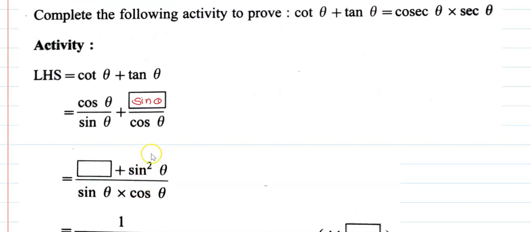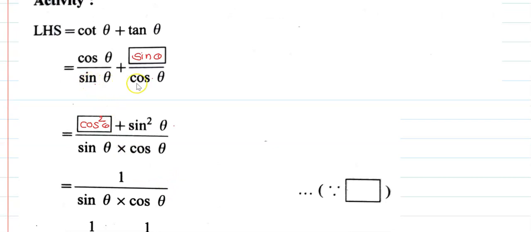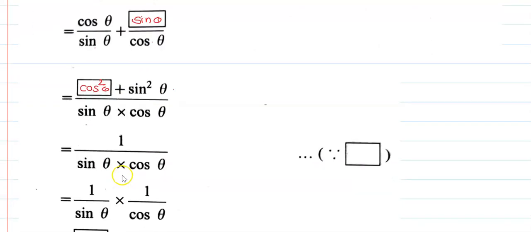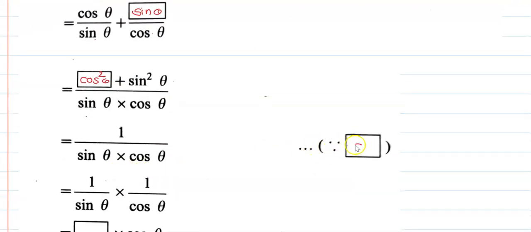Next, we take the product, cross multiplication. Cos theta into cos theta, you will get cos square theta, and sin theta into sin theta, you will get sin square theta. The denominator is the product of the two, sin theta into cos theta. But sin square theta plus cos square theta is 1, and therefore, by using this value, sin square theta plus cos square theta equals 1.